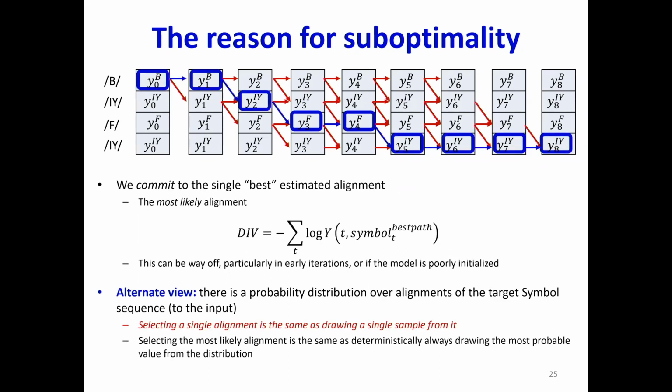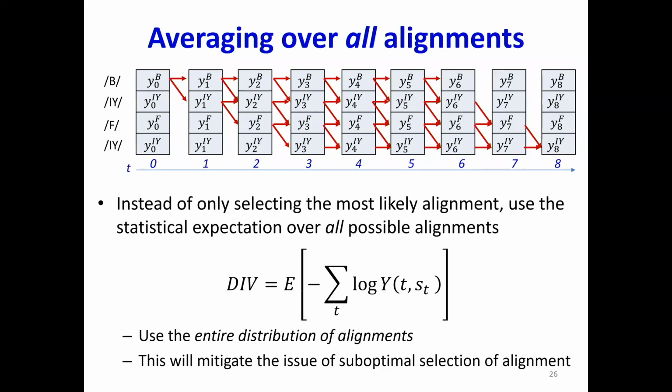The alternate view here is that there's a probability distribution over alignments of the target symbol sequence to the input. Selecting a single alignment is the same as randomly drawing a sample from this distribution, except that we're not randomly drawing the sample, we're drawing the most likely sample. And so instead of using just the most likely alignment, I can use the soft assignment. I can use a weighted average of the losses computed using all possible alignments, where the weight for each alignment is simply the probability of the alignment itself.